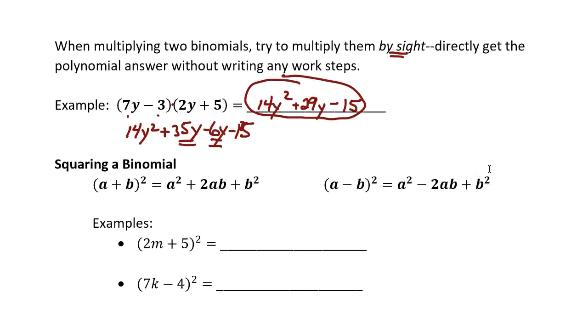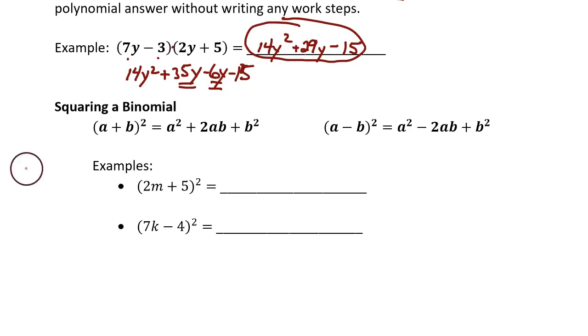Besides being able to multiply binomials by sight, we also want to work towards learning some special patterns. The first pattern will help us quickly square a binomial. Here are the two patterns. To square a plus b, follow this pattern. To square a minus b, follow this pattern.